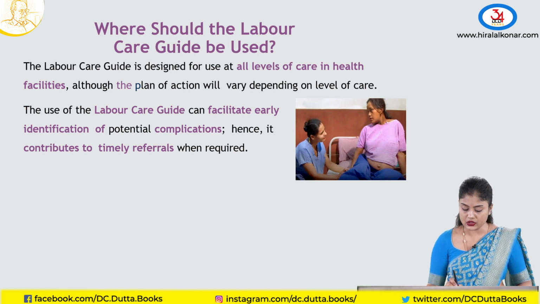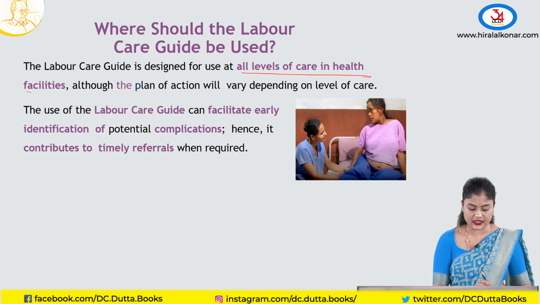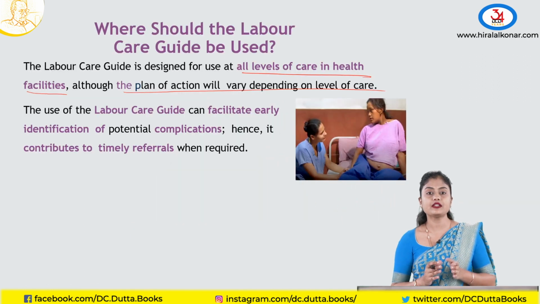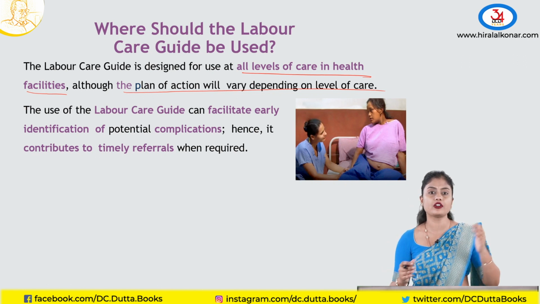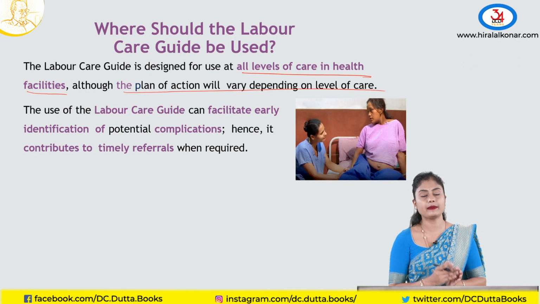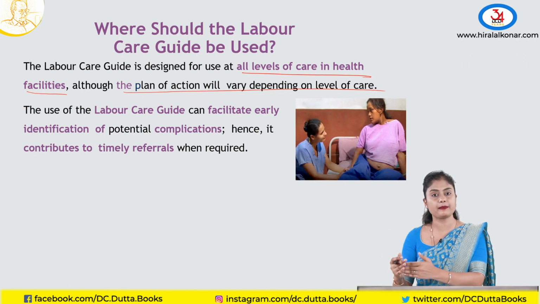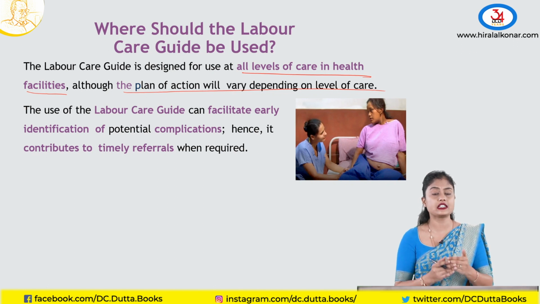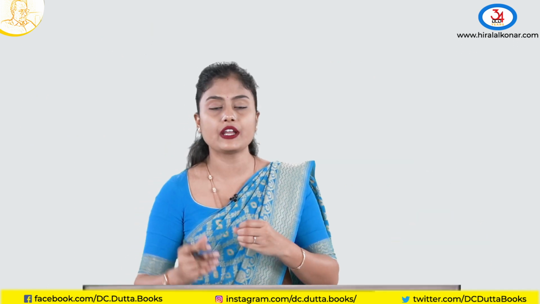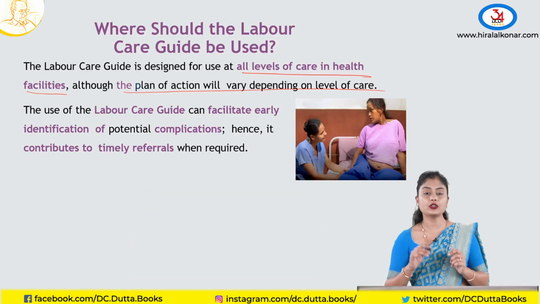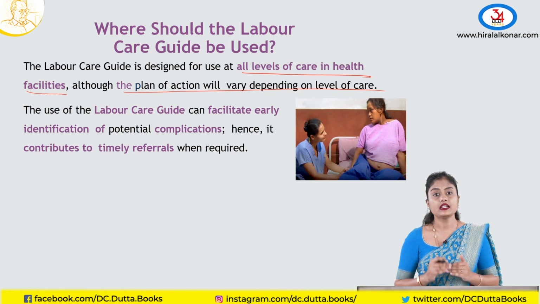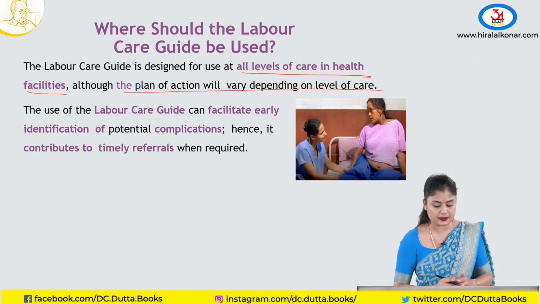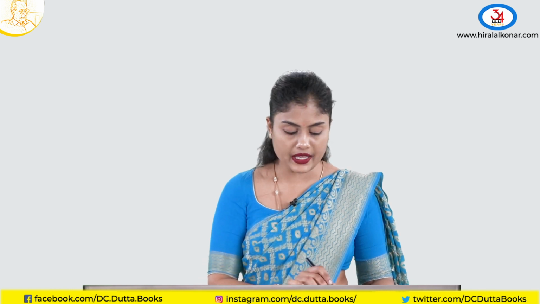It is designed to be used at all levels of care, in healthcare facilities, although the plan of action will vary depending on the level of care. For example, if she is in a tertiary care center, if there is any problem in the fetal heart rate or the contractions, or she is not delivered on time, the immediate action can be taken. Whereas if she is in a primary health center where the facility for cesarean is not there, then the plan for referral should be started early. So the plan of action depends on the level of health care that she is at, but definitely it should be followed in all the hospitals or all levels of health facilities.